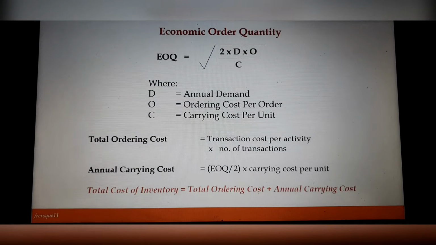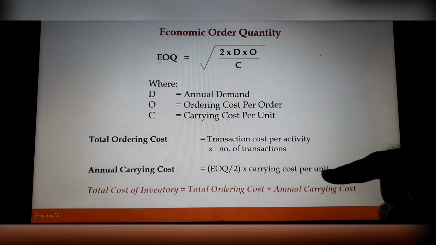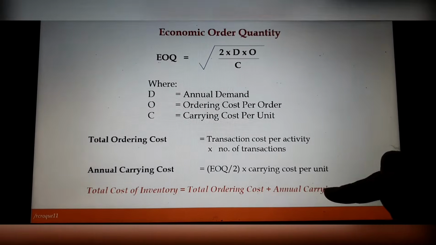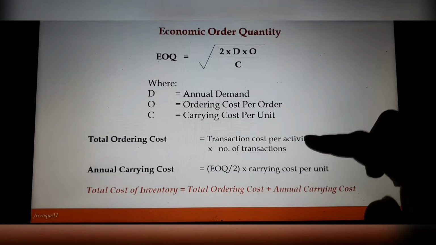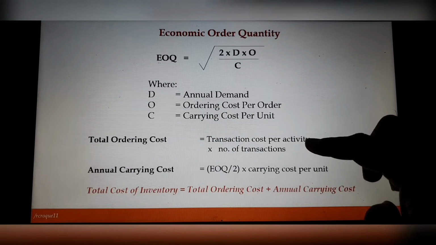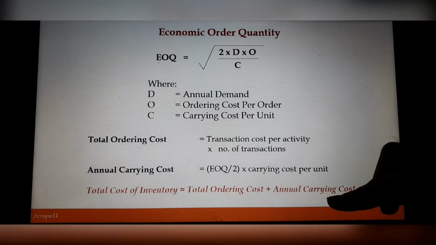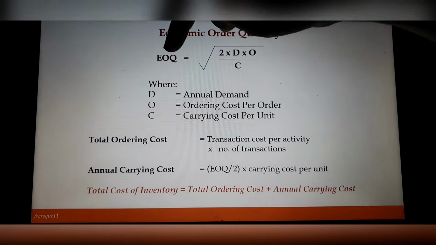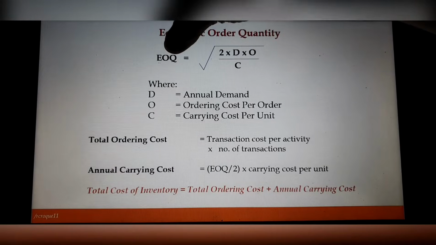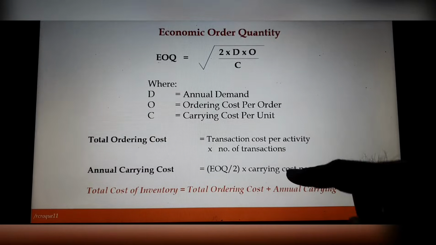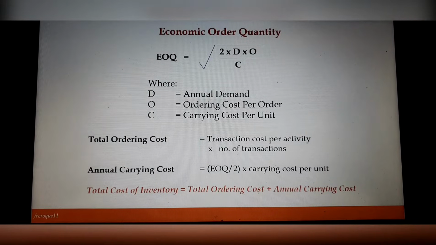Again, kapag EOQ pinag-usapan, equal dapat yung dalawa na yan. So minsan sa exam, pag ang tinanong ay total cost of inventory, once you're able to compute for the one here, pwede nang i-multiply mo na lang ng 2 and that is your total cost of inventory. But please take note, it should be at the size of order na na-compute mo sa EOQ. Otherwise, you have to compute separately for the total ordering cost and annual carrying cost.